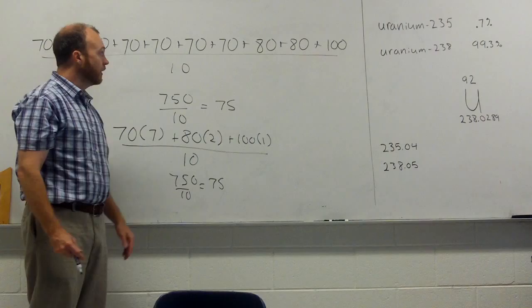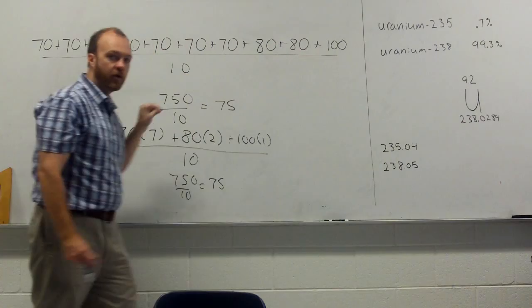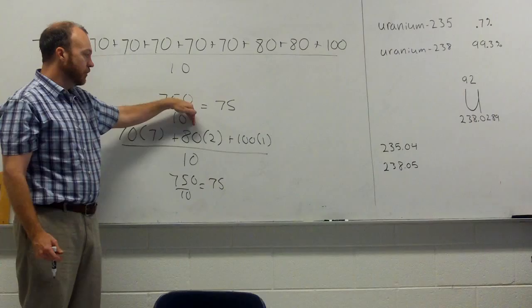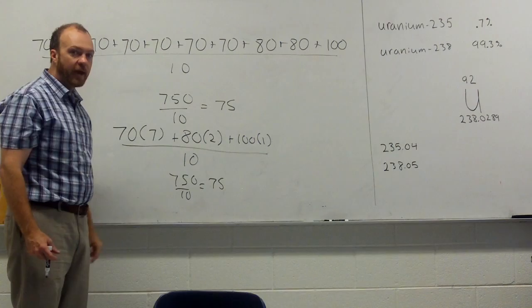So here we found an average the way that you first learned. We added them all up and divided by how many there are. Now we've redone that average using multiplication to show the appropriate weight. We call that a weighted average. So we took our score, we multiplied it by the weight, and we divided by how many there are.